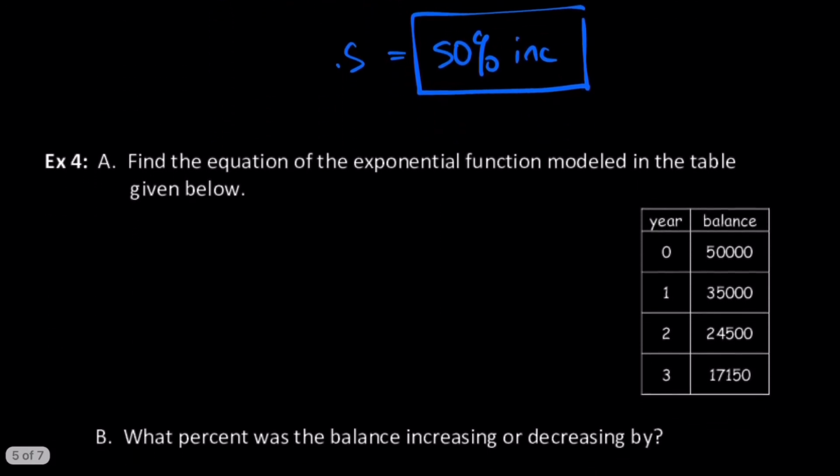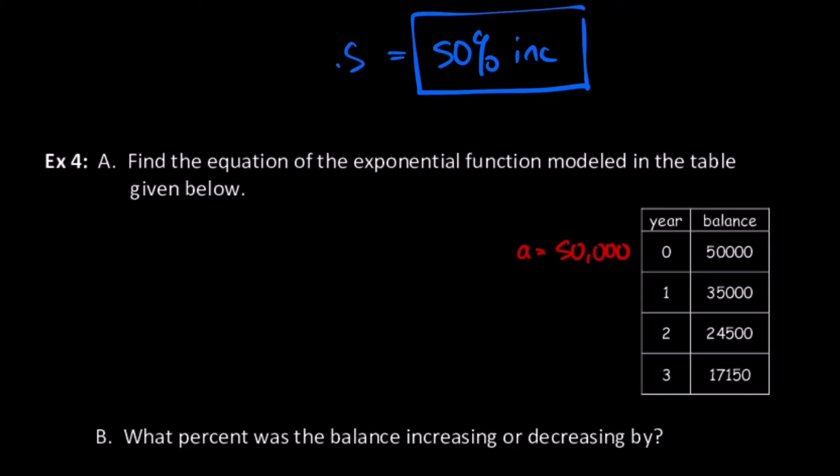All right, find the equation of the exponential function modeled in the table given below. So we actually did this in the last lesson. It looks a little bit different here because I give you a table. In the last lesson, I gave you 2 coordinates. One of those happened to be on the y-axis, so you knew what your a value was. Well, year 0, you're 50,000. So there's your initial amount, or a equals 50,000.